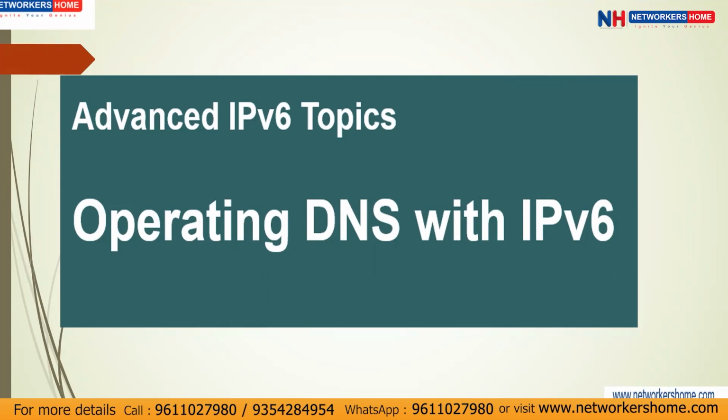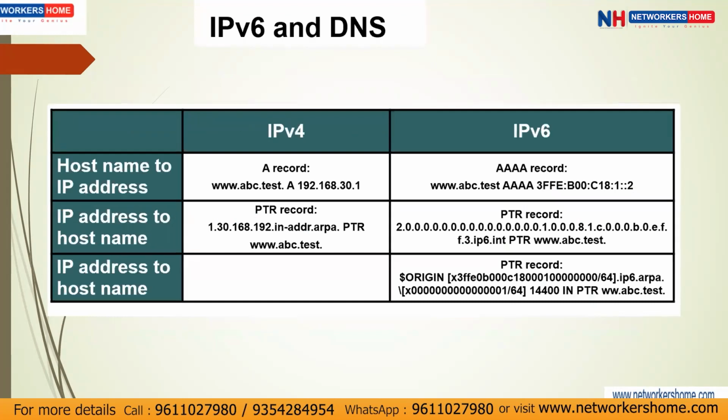Here we are going to discuss the operation of DNS with IP version 6. In IP version 4, we have the A record. In IP version 6, we have the quad A record. In IP version 4, we have, suppose, www.abc.test and an A record for host name to IP resolution, 192.168.30.1. Here we have the same, with the quad A and then the IPv6 address.